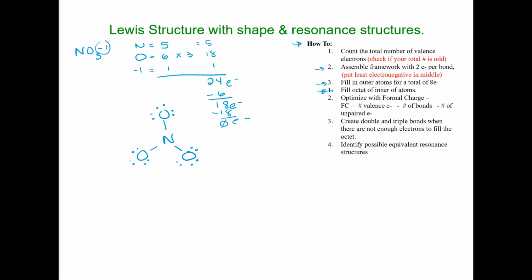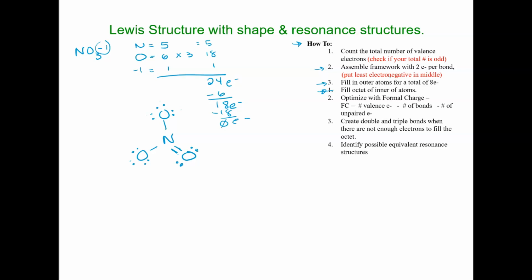So when you run out of electrons and you have not filled the octet of all the atoms, what you do is you borrow from one atom, like I did here, from this oxygen, and you create a double bond. So now nitrogen has an octet, 2, 4, 6, 8 electrons. Each of my oxygens has an octet, 2, 4, 6, 8. And then the one with the double bond has 2, 4, 6, and 8.